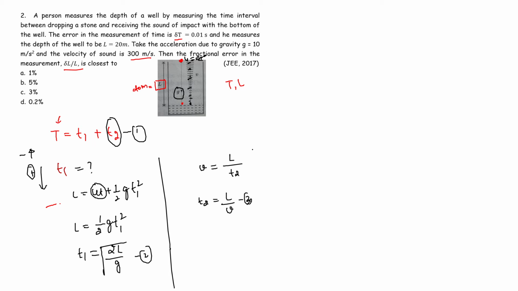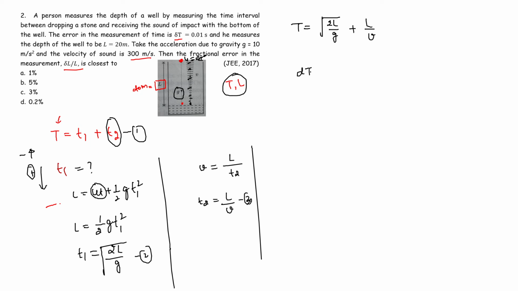Now we can simply put the values of equations 2 and 3 in equation 1. In that case, T will be equal to T1, which is under root 2L over g, plus L over v, which is T2. So this is the relation between T and L. From this equation we are going to get the differential error in the length. We can differentiate this equation directly.